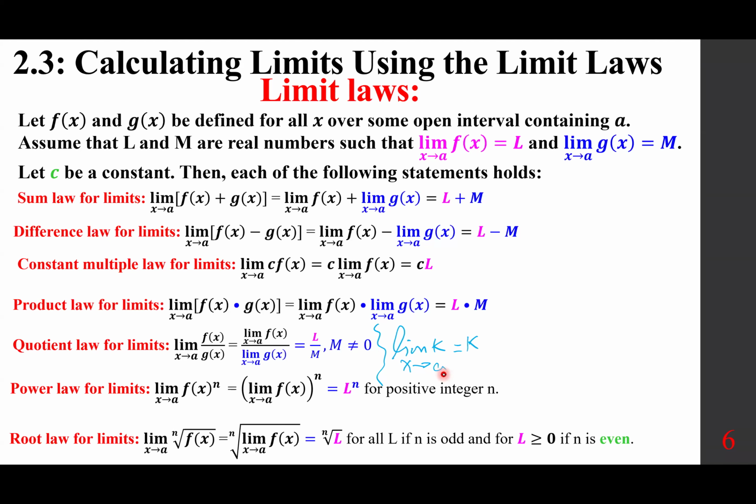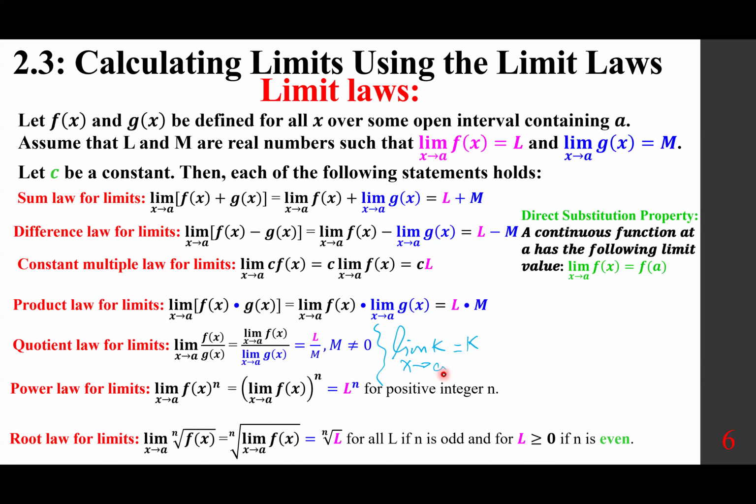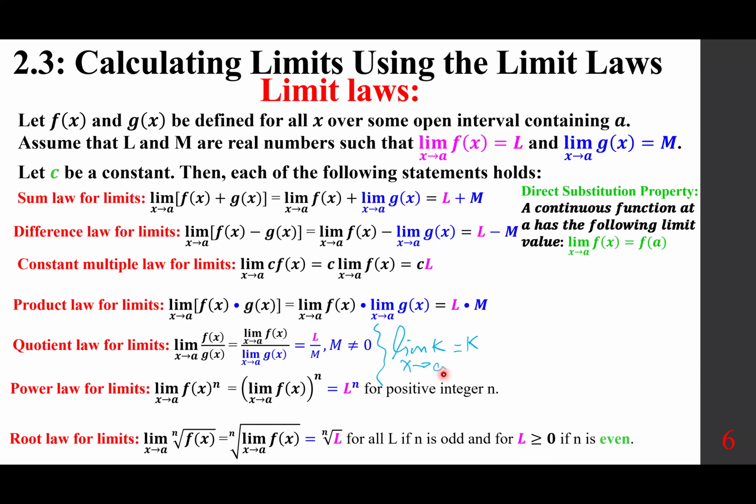Now, direct substitution property. A continuous function at a has the following limit value. Limit of f of x as x approaches a equals f of a. So just plug in. Functions with the direct substitution property are called continuous at a. If it works, that means the function is continuous at the given point.